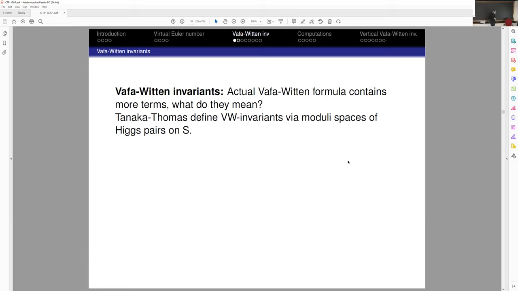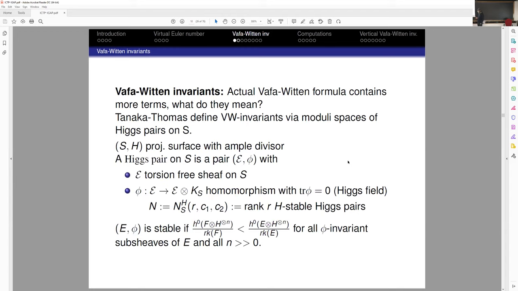Recently, Tanaka and Thomas defined these invariants mathematically via moduli spaces of Higgs pairs. And so I have to tell you what these are. Maybe first we again look at the moduli space. So we take again S, the smooth projective surface with an effective divisor. And the Higgs pair is now a pair of a torsion free sheaf on S.